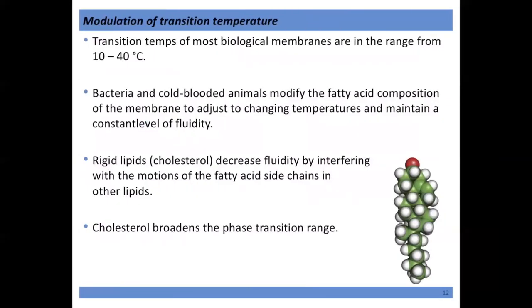So one way that we actually modulate that transition temperature is by including cholesterol in there. Cholesterol is a fairly rigid molecule. It fits nicely in the membrane, and it actually inhibits the fluidity. And so by adding more cholesterol to your membrane, the membranes become less fluid. And so actually you can find a significant amount of cholesterol in your membranes.